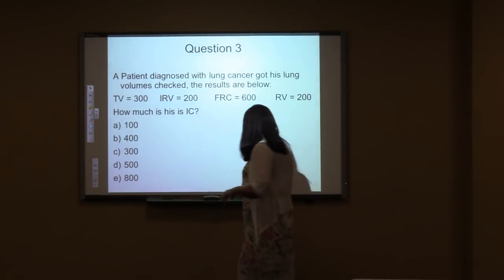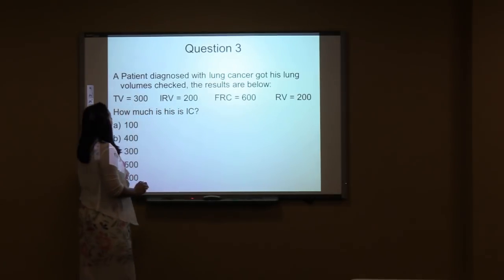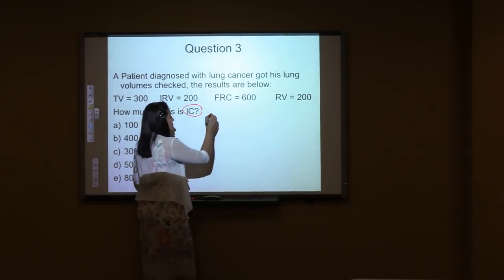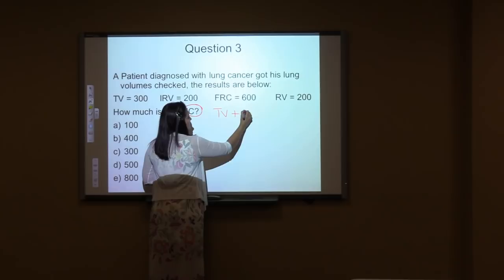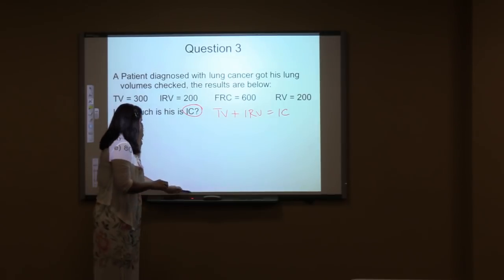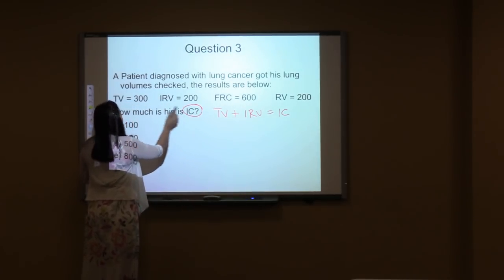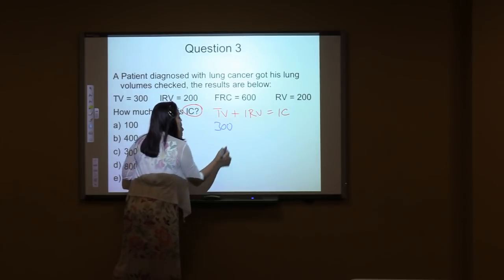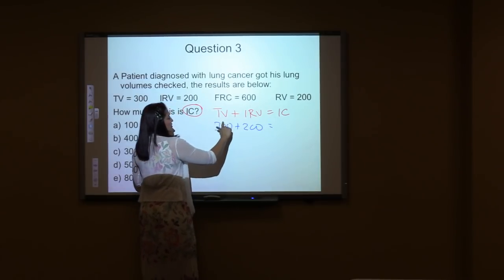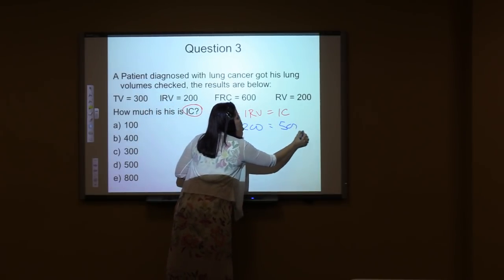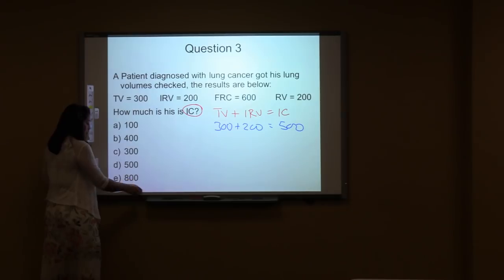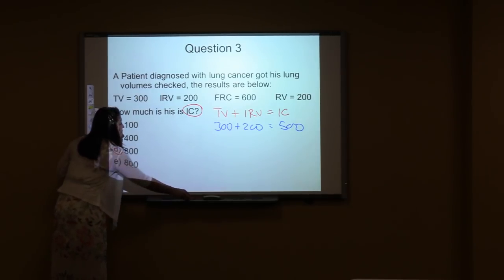Okay, so let's work through this together. It's asking you what is IC. So what is the equation to figure out IC? TV plus IRV gives you IC. So you have to plug in the values. TV tells you it's 300. IRV tells you it's 200. Which 300 plus 200 gives you 500. So the answer is this right here.